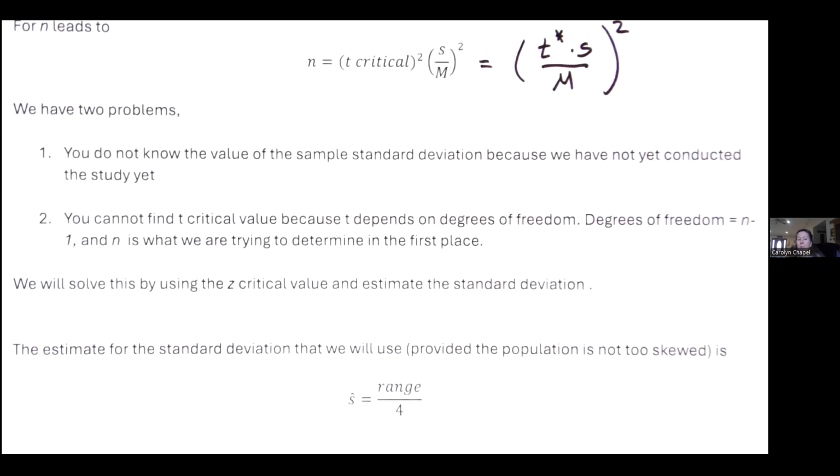And this will be pretty good, roughly speaking. A lot of times it's a little bit of an overestimate rather than an underestimate. We're going to just take the range. Sometimes we might even have to estimate our range.